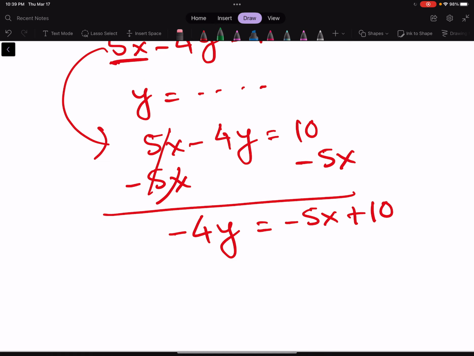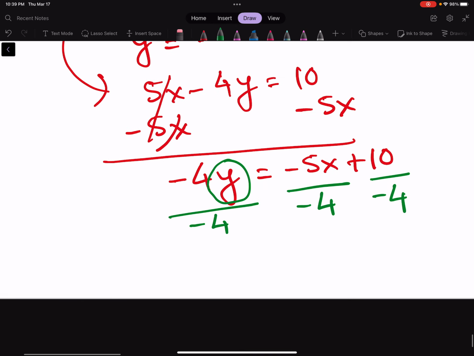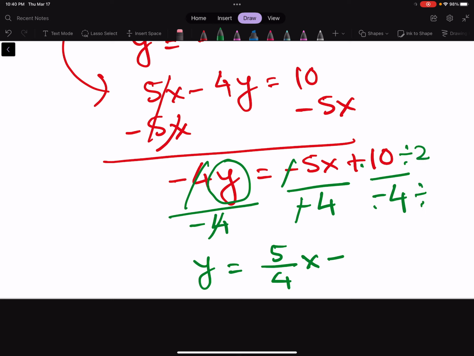Next, I need to get only y, so I divide everything by negative 4. This cancels out, and y equals 5 over 4 x. Negative divided by negative is positive. And positive over negative gives us a negative, and we can simplify this by dividing both by 2, so we have 5 over 2.